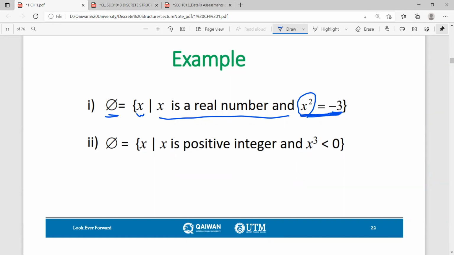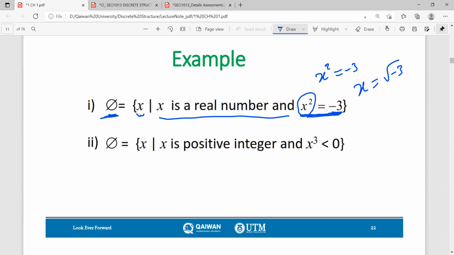As you see here, we say x squared is -3. If we take the square root for both sides, we say x is square root of -3. Square root of the negative numbers in the real numbers is not defined. That's why we say we have no number in the real numbers that we square it and it is -3. If we have no numbers, that means it is the empty set.